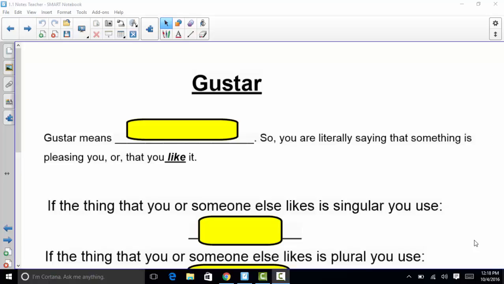So please fill these in as I go along, and just remember to jot down any questions that you might have in the margins or additional notes that I ask you to take.